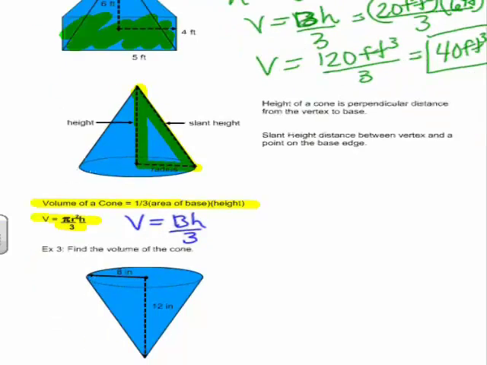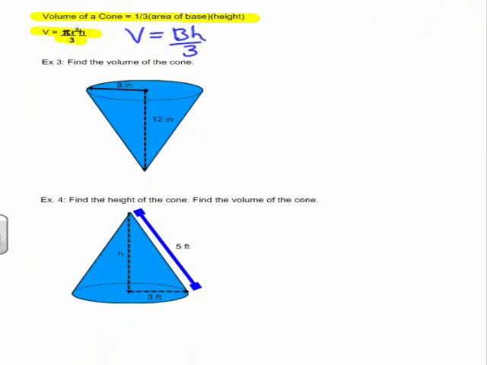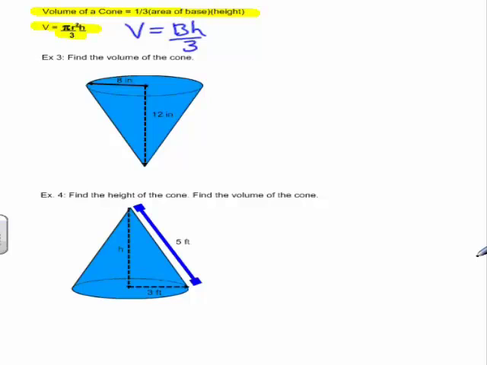All right, so let's move on down and let's look at these last examples. Find the volume of a cone. Okay, so let's write down what our pieces are. 8 is our radius because it's only halfway across. If it was all the way across, it would be the diameter, so you would need to divide by 2. All right, in this case, 12 is our height. So we have all the information we need. We just need to fill it in.